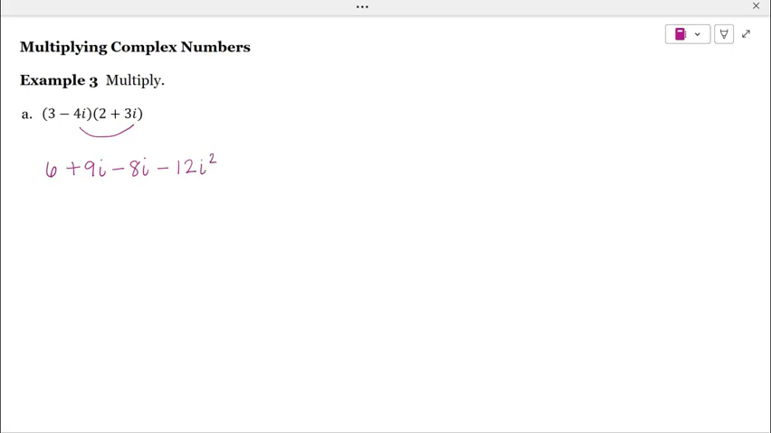Our definition states that the square root of -1 is equal to i. So if I square both sides of this, squaring the square root gives me -1, and I get i squared on this side. So I'm going to make an exchange for i squared here to be -1.